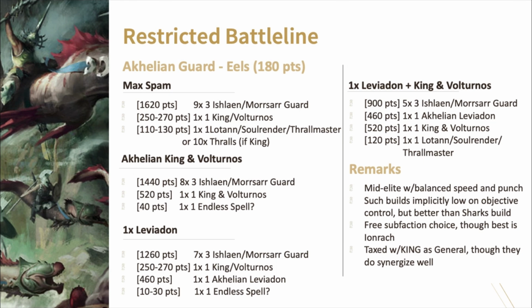We can move on to taking both the king and Volturnos, since their abilities stack nicely with the eels, which only makes us lose 1 unit of 3 eels. So that means we could still max out at reinforced units, 4 units of reinforced, or however you like to do it.